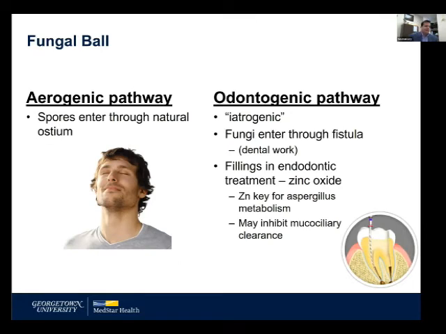Two main ways that this is thought to happen. One, we breathe it in through the aerogenic pathway, basically entering through the natural ostium of the sinuses. And then there's the iatrogenic or odontogenic pathway where basically it's introduced through a fistula, typically considered through dental work and endodontic treatment and root canals. In addition to this, the zinc oxide that's often used in fillings is a key metabolite for aspergillus, and it probably seems to inhibit mucociliary clearance, which further sets up a pathway where this develops.